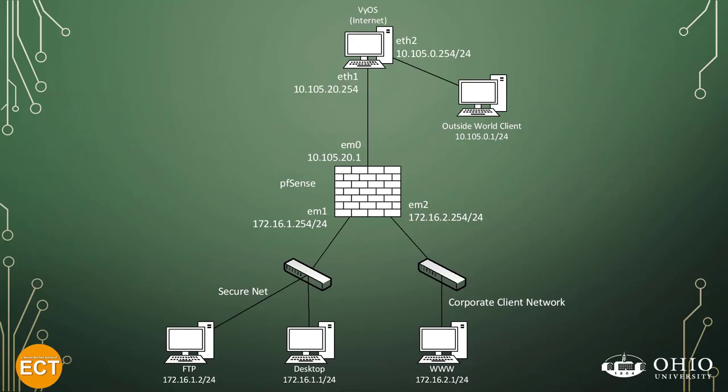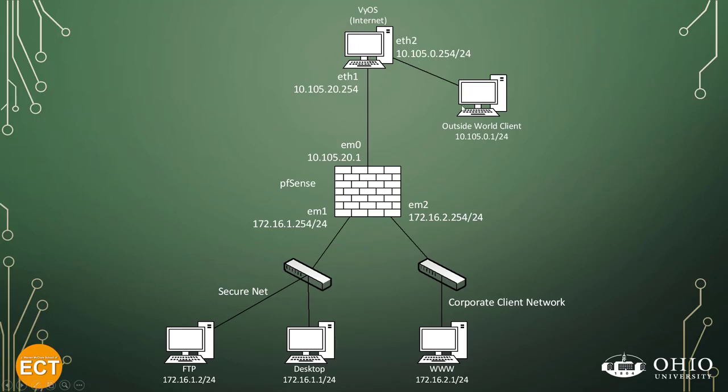So basically what I've got is an outside world client here, which is 10.105.0.1, and it's going to act like our connection from the outside world. So this would be any client outside in the wide world. If you were out there on your phone or in your apartment or dorm room or whatever, this would be you out there on the internet. And VyOS is playing the part today of the internet. So that's why it says internet in parentheses there.